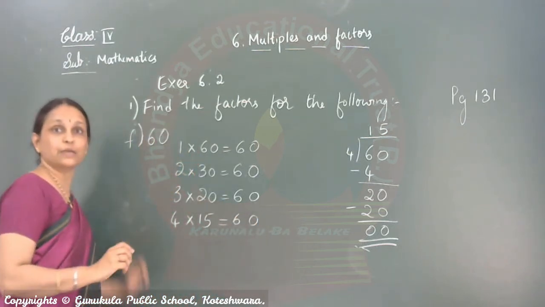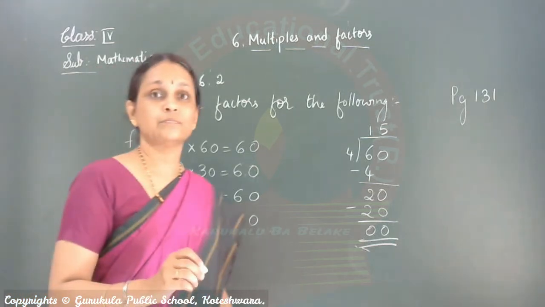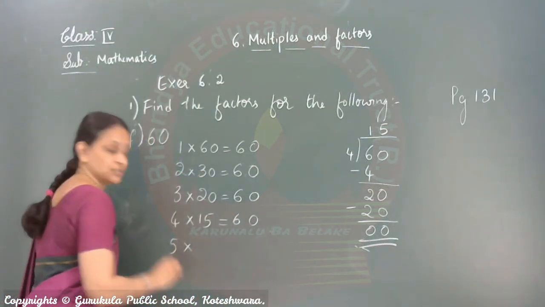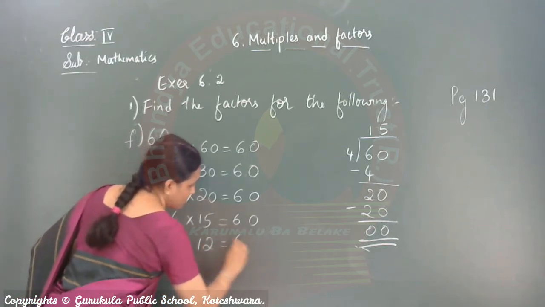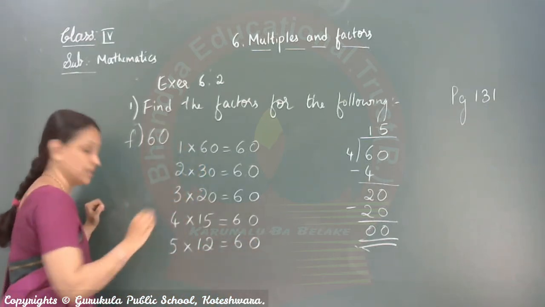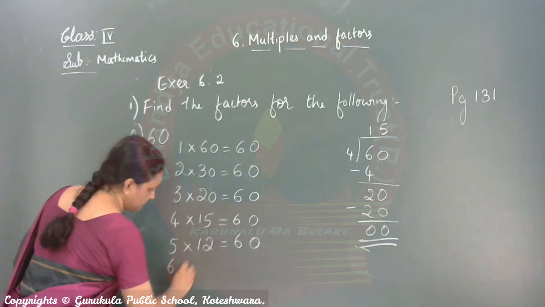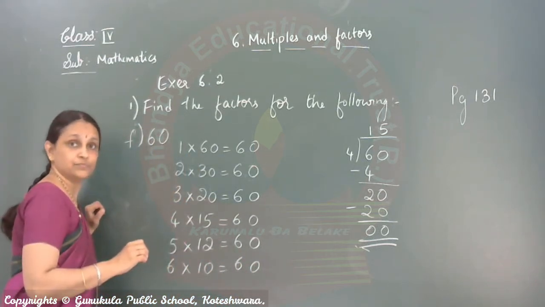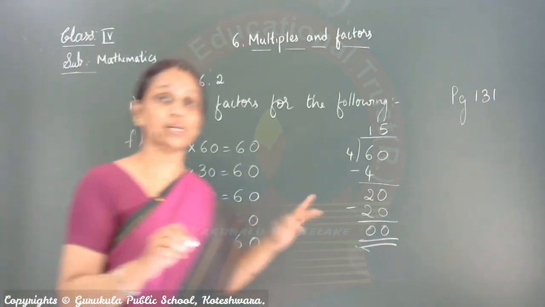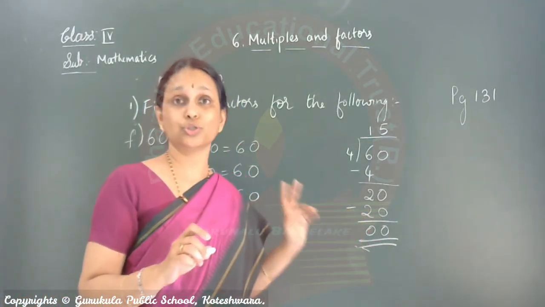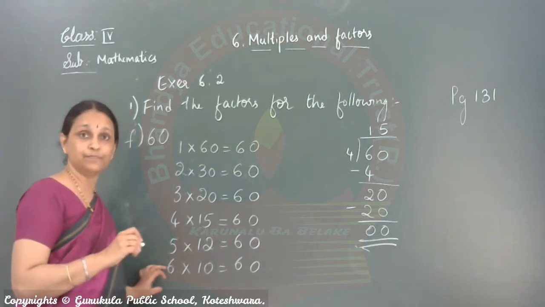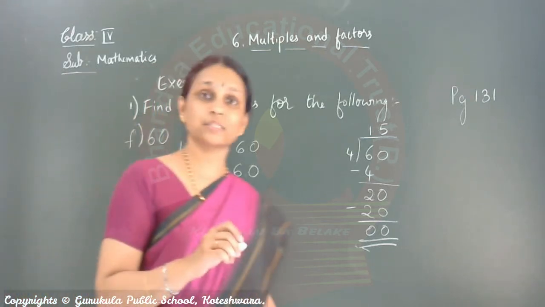Next, in 5 tables, will it come? Yes, where will it come? 5 12s are, 12 5s are 60, you should know children. Then 6 tables it will come, 6 10s are 60. 7 tables it will come? No, 7 8s are 56, 7 9s are 63. You should know tables so that you can answer fast. 8 tables it will come? 8 8s are 64. 8 7s are 56.